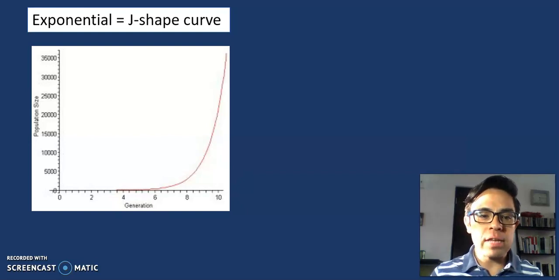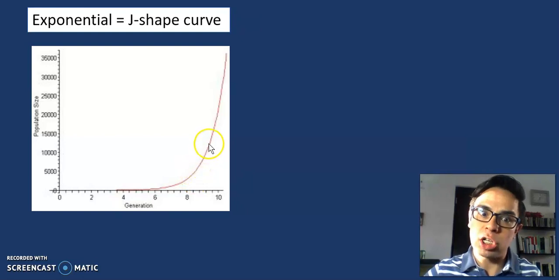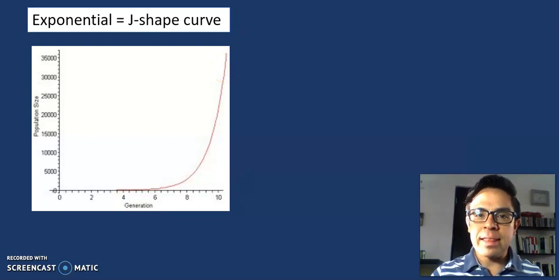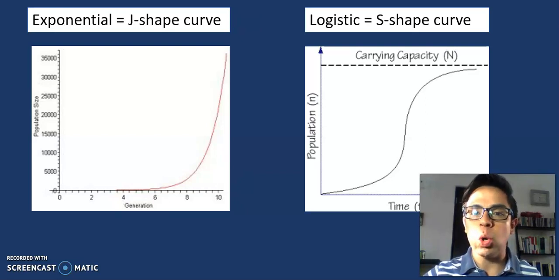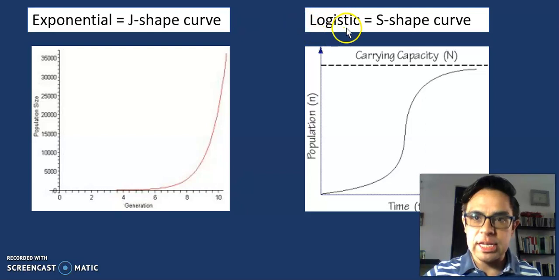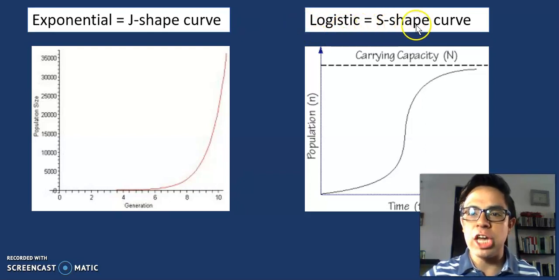What does it mean? If you see the drawing or the image in here, we are going to have a constant or a very low population size that then dramatically goes up exponentially, increasing the population size. That's why we call it an exponential or a J-shaped curve. Then the other type of growth will be the logistic or the S-shaped curve. Type of growth, logistic. Type of curve, S-shaped curve.